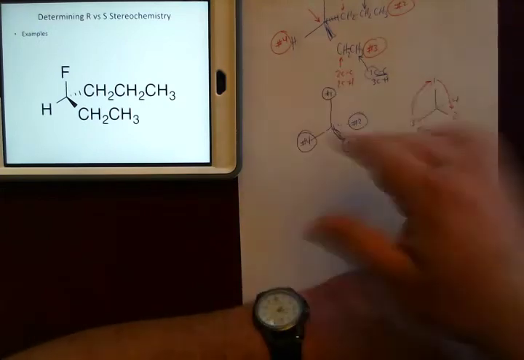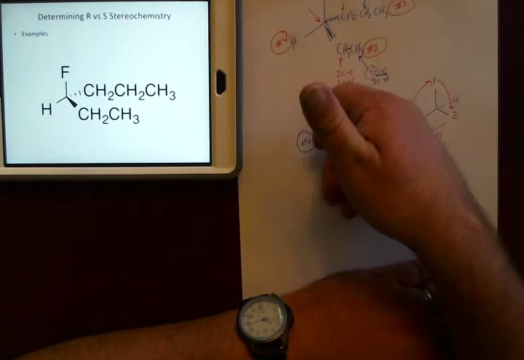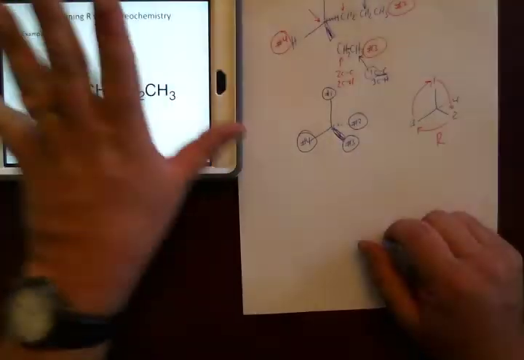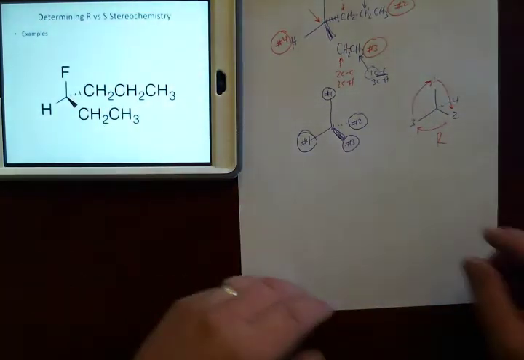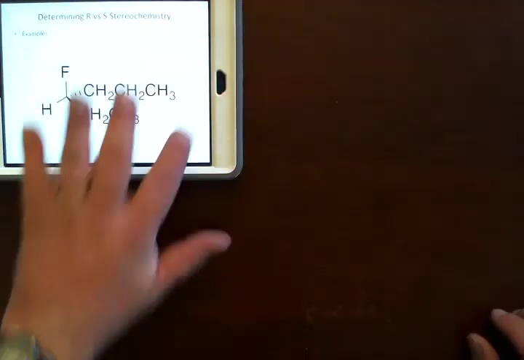So you end up using your right hand. I forgot to mention this. When you sweep with your right hand, it's R. When you sweep with your left hand, it's S. Okay, so right for R, left for S. Okay, so this ends up being R. Okay, so R.